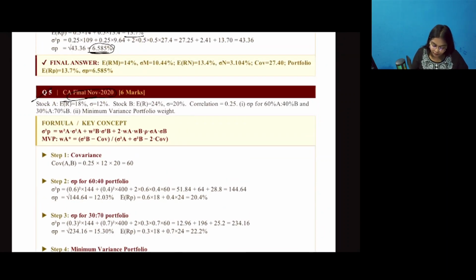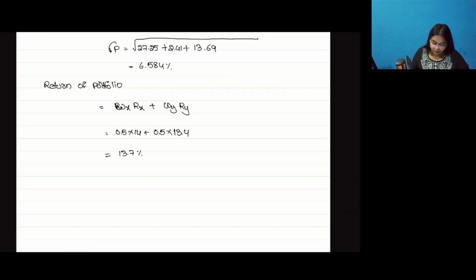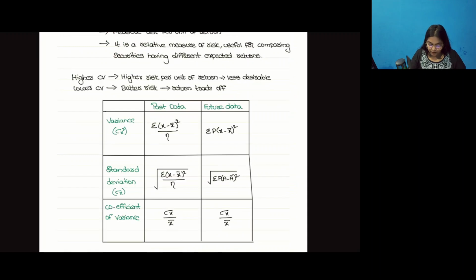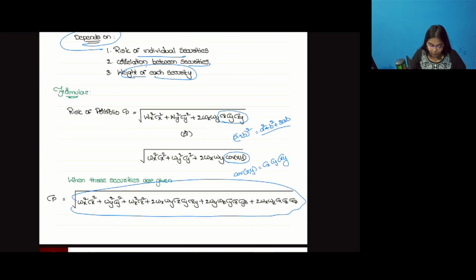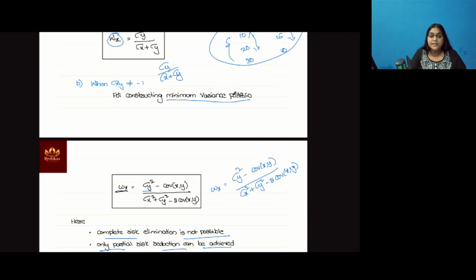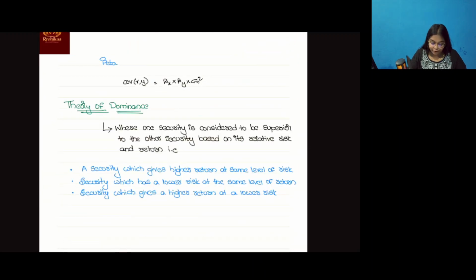The fifth sum you will be doing on your own, and we'll conclude the class here. Till now we have discussed variance, standard deviation, coefficient of variation, correlation coefficient, and covariance. So just memorize the formulas repetitively, and in tomorrow's class we'll discuss beta, single index model, CAPM, and theory of dominance.